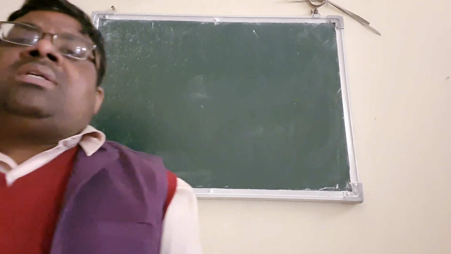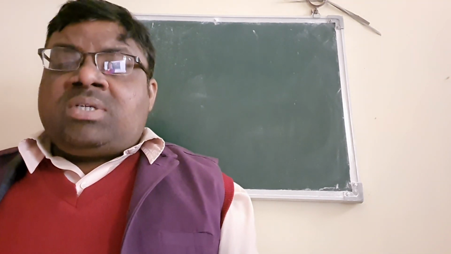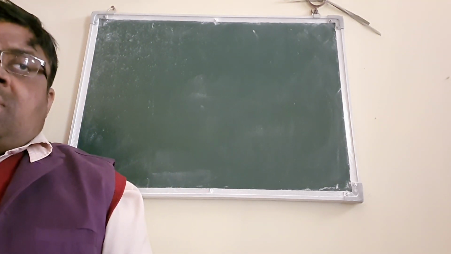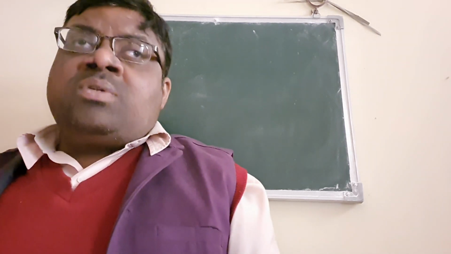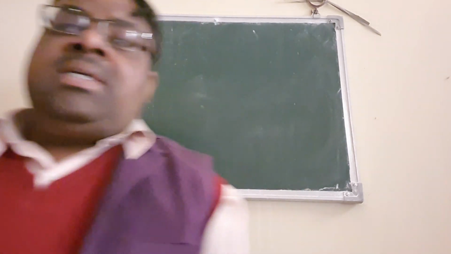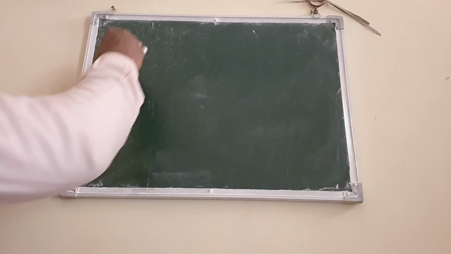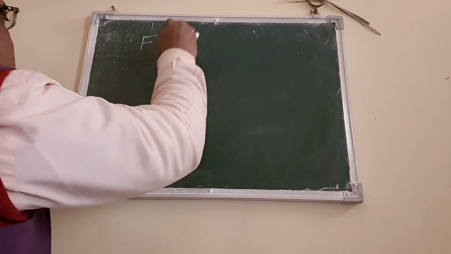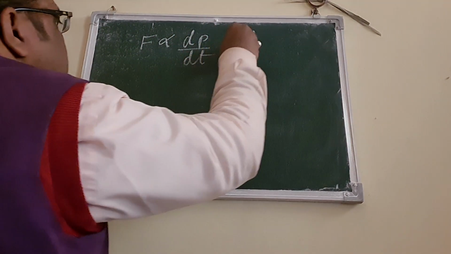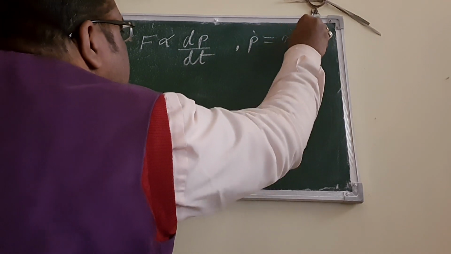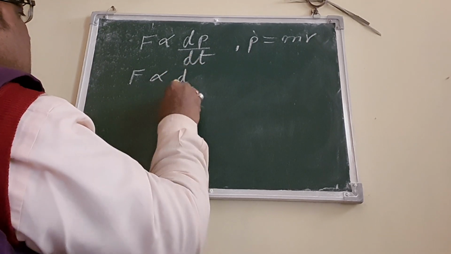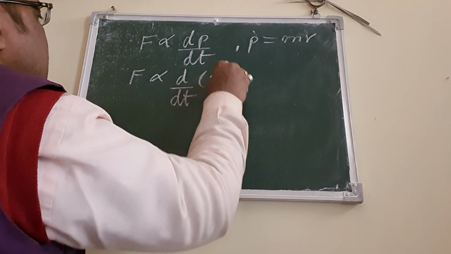Now we are coming to Newton's second law of motion. According to Newton's second law of motion, the force is directly proportional to the rate of change of momentum of the body. So according to this, F is directly proportional to dp upon dt, where p is the momentum which is equal to mv. So F is directly proportional to d upon dt of mv.